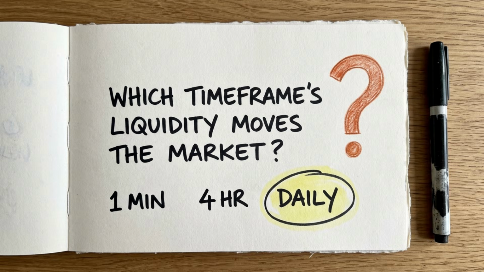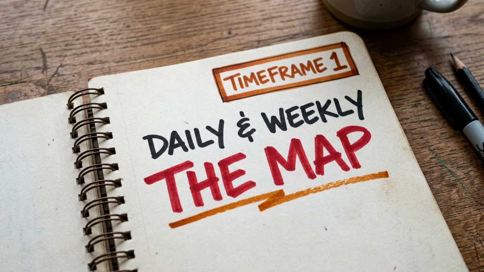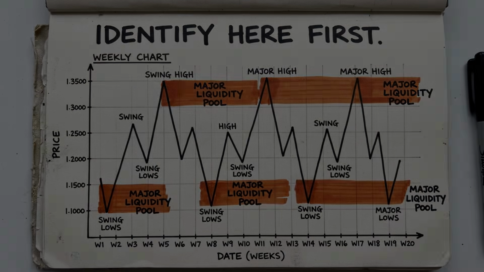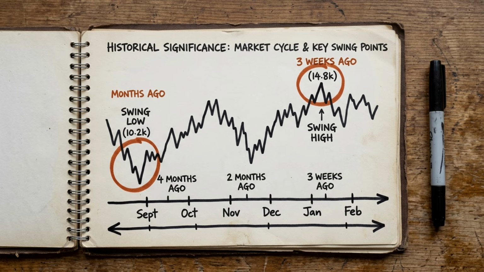So the question is never just where is the liquidity, the question is which time frame's liquidity actually moves the market. Now let's break this down by time frame. What each one actually does in a liquidity framework. The daily and weekly. The map. This is where you identify the major liquidity pools. Swing highs from 3 weeks ago. Swing lows that held for months. Round numbers that every participant on the planet can see.